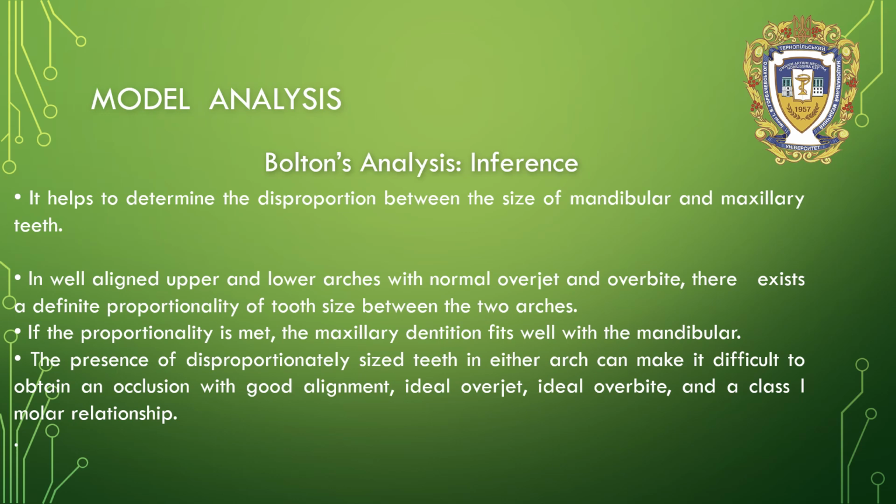There exists a definite proportionality of tooth size between the two arches, upper and lower. If the proportionality is met, the maxillary dentition fits well with the mandibular. Sorry, I said definition, dentition. The presence of disproportionately sized teeth in either arch can make it difficult to obtain an occlusion with good alignment, ideal overjet, ideal overbite, and a class 1 molar relationship.